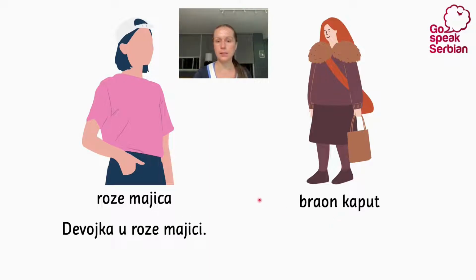Now, let's see this adjective in a different case. Devojka u roze majici. A girl in a pink shirt. Roze majici. This is locative case. After the preposition u, we frequently use locative case. And this noun, feminine noun, majica, has the ending i. But as you can see, the adjective doesn't change. It's just the same in nominative or in locative singular.